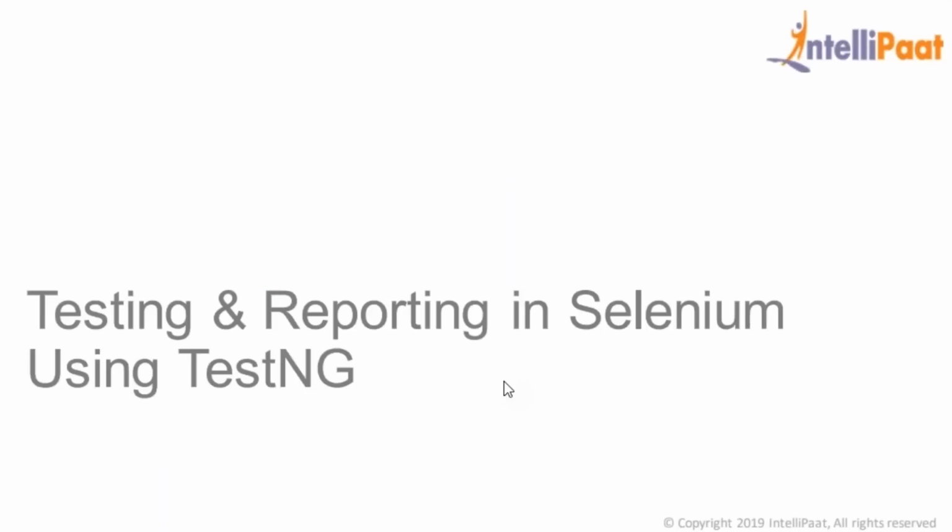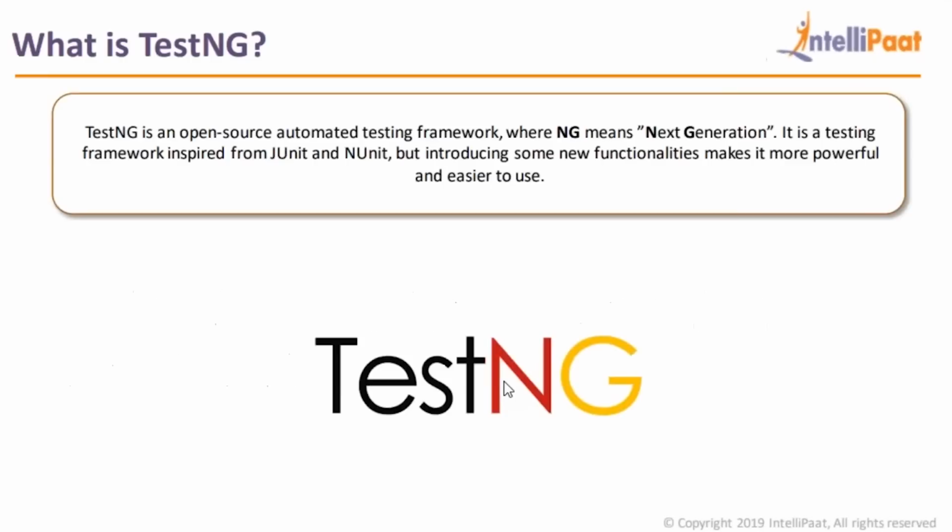So testing is basically done using TestNG. You have Selenium for finding the element and for doing any actions. If you want to test the output, whether it's right or wrong, you use TestNG for that. Now, what is TestNG? TestNG is a testing framework wherein NG means next generation. It was inspired by JUnit, so it mimics JUnit to a certain level, right?